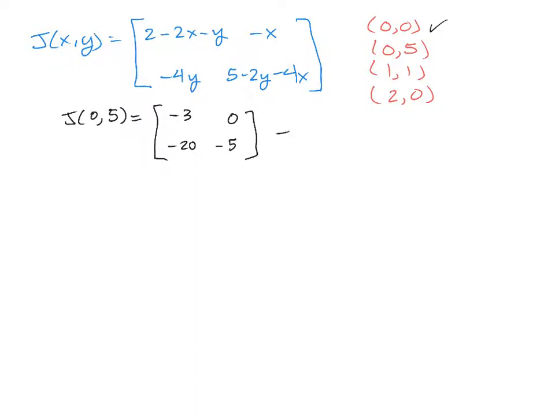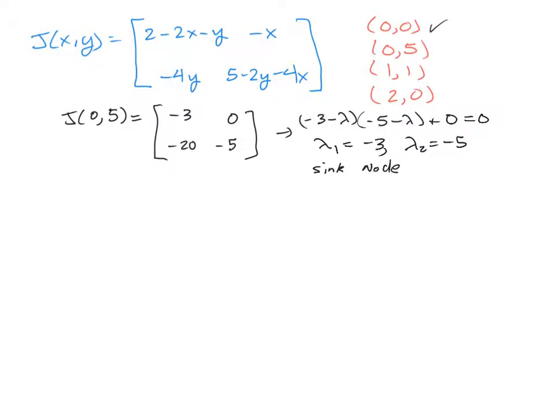Once again, you'll notice that if we find our eigenvalues, that would be (negative 3 minus lambda) times (negative 5 minus lambda) plus 0 equals 0. So once again, you can read the eigenvalues as negative 3 and negative 5. Because these are both real and negative, we're going to have a sink node for this equilibrium point. All right, so let's move on now and take a look at the point (2, 0).